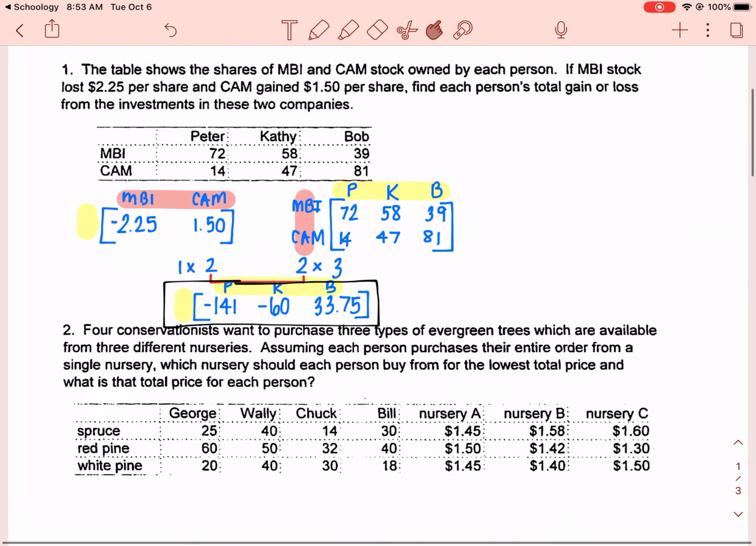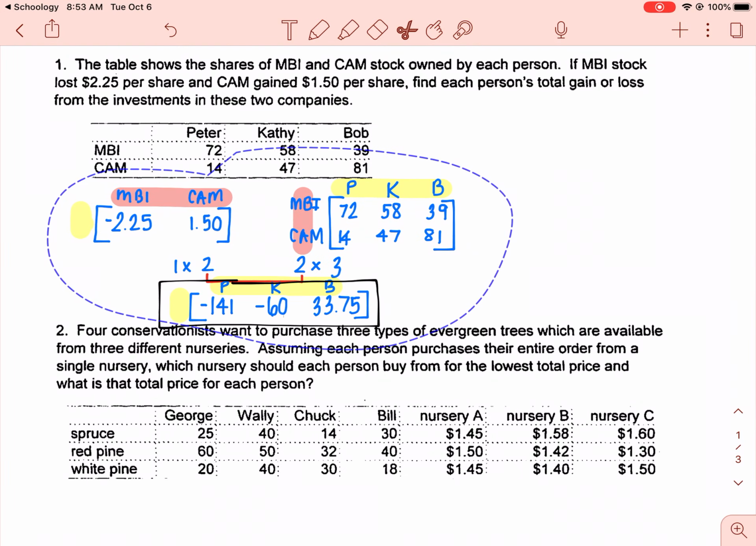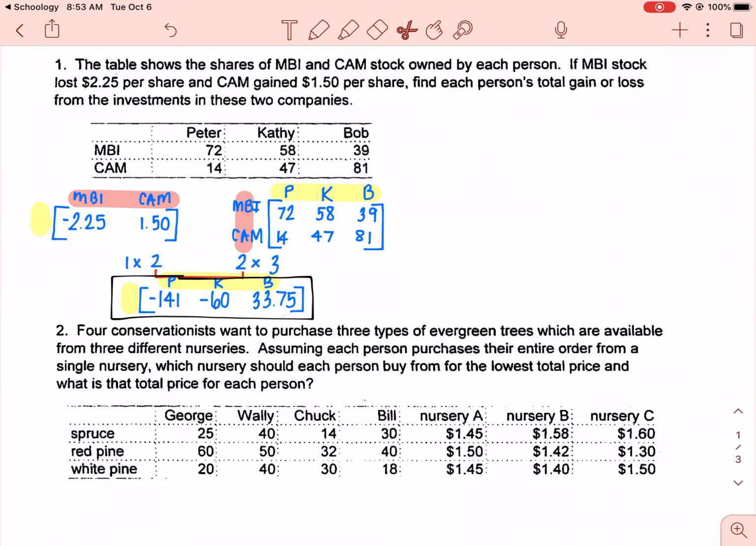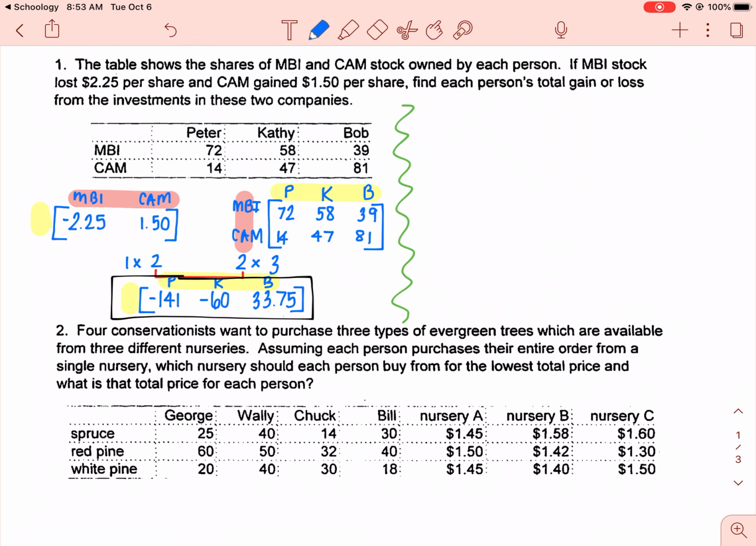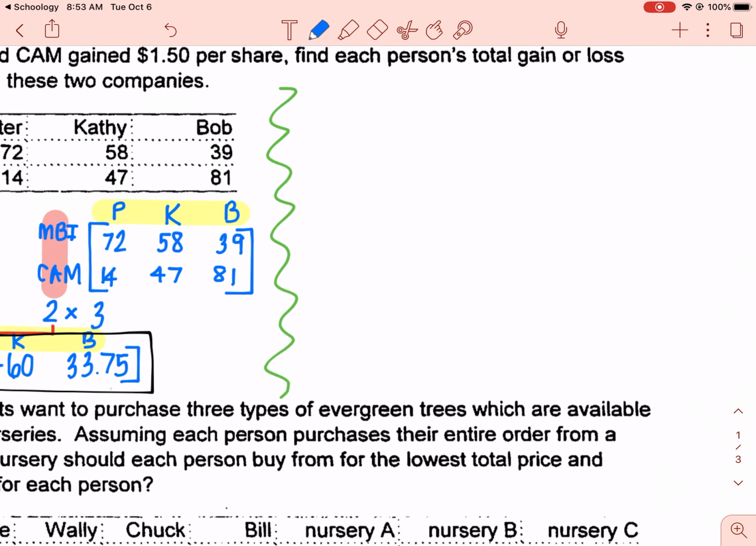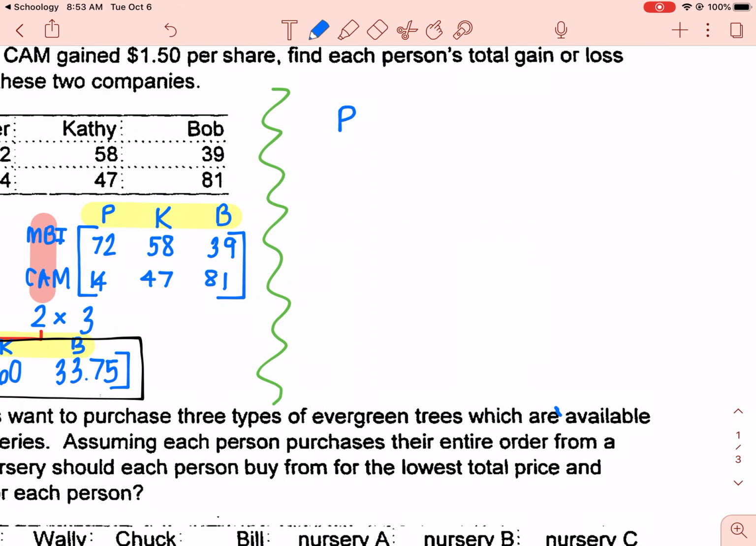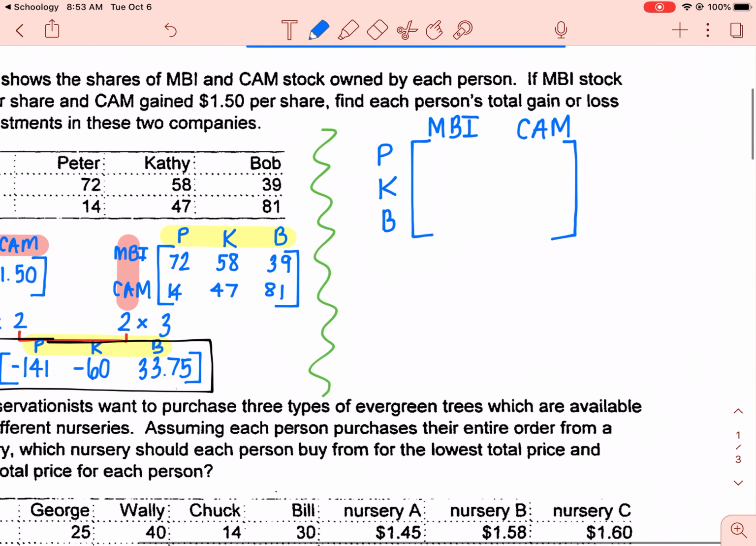That's one possibility. I'm going to also show another way, and whatever one speaks to you. So another way to do this, put a little squiggle, and it will not matter, you will get the same answer, but it's to change up the order of your matrices, which means then flipping some rows and columns. So let's say this time, again using the same data, I'm going to start with Peter, Kathy, Bob as my first matrix and compare them right away to the MBI and CAM. Just an option. Keep in mind it will not look exactly like this matrix right here because it's now a 3 by 2.